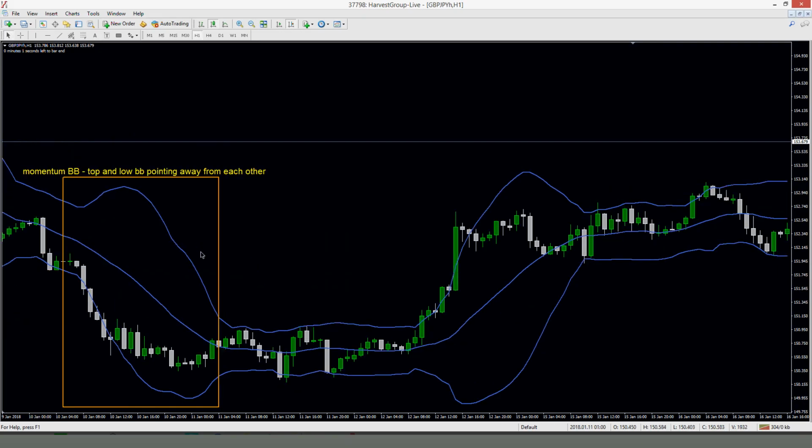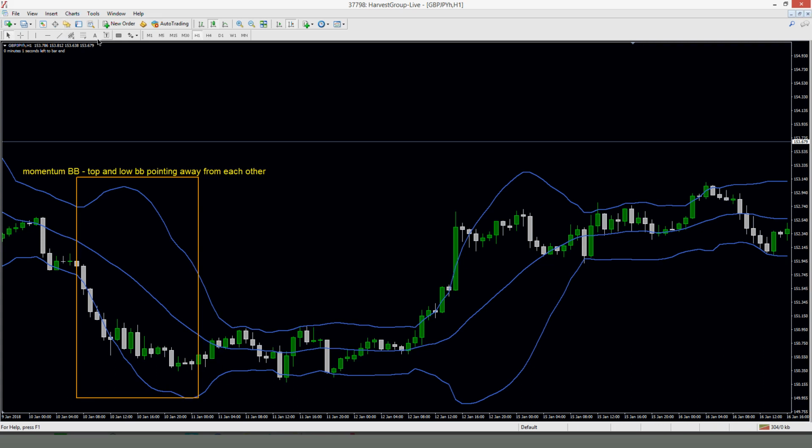So let's move on to sideways blinker band. So a sideways blinker band is defined as this.